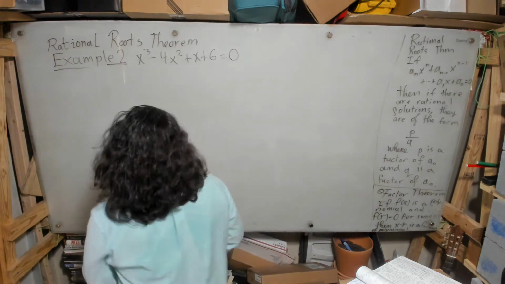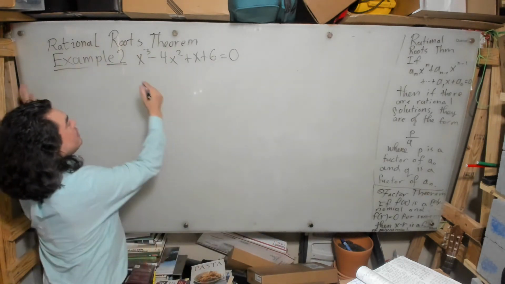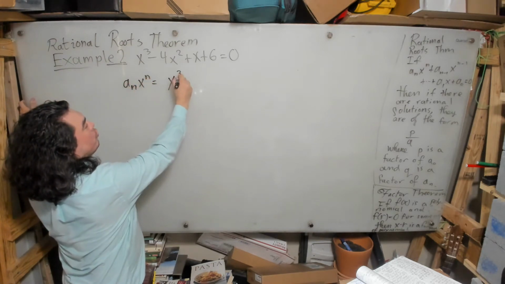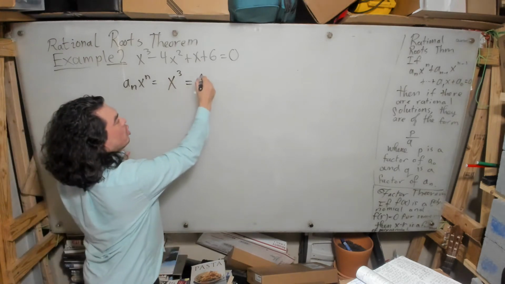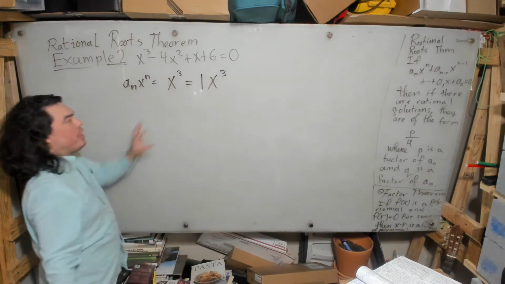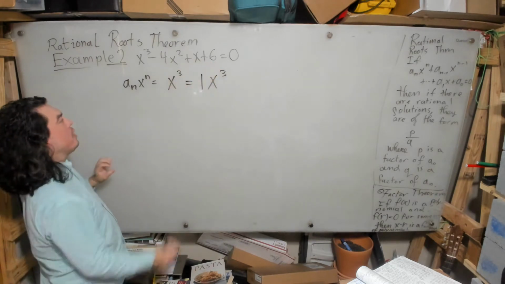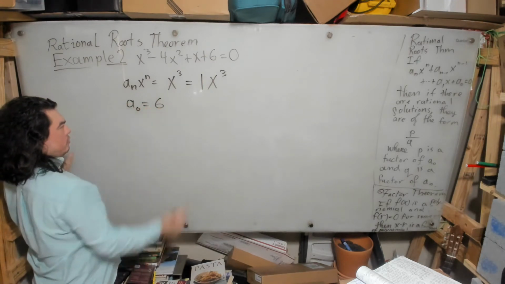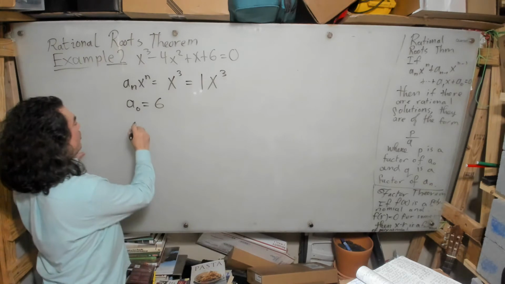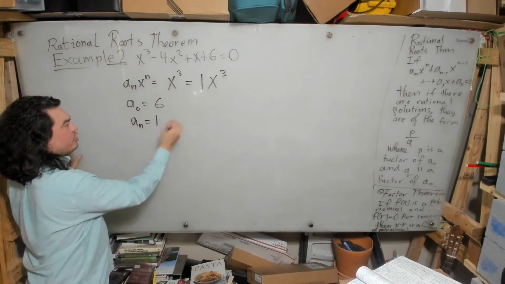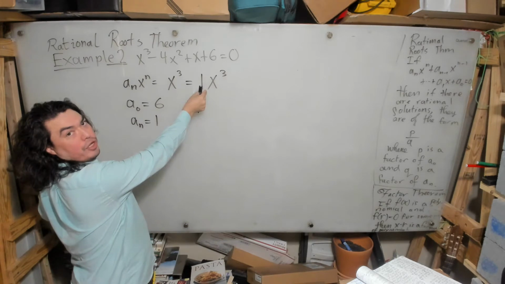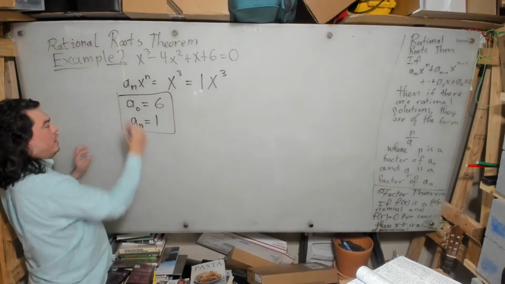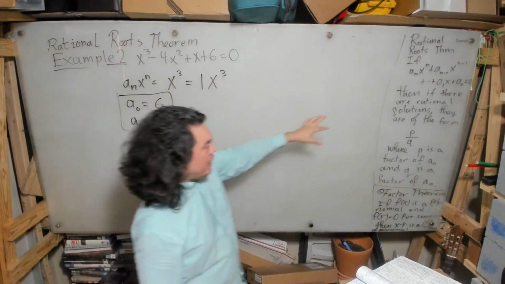So if we look at this polynomial, we can see that the leading term, the a sub n x to the n, is x cubed, right? Or we can also write it as 1 times x cubed. We know that this is just a shorthand for this. We know that the constant term here is just the 6. And so that means our leading coefficient, the a sub n, is just the 1. The coefficient is the number in front of the variable. And so now we have our leading coefficient and our constant term, which we need in the rational roots theorem.